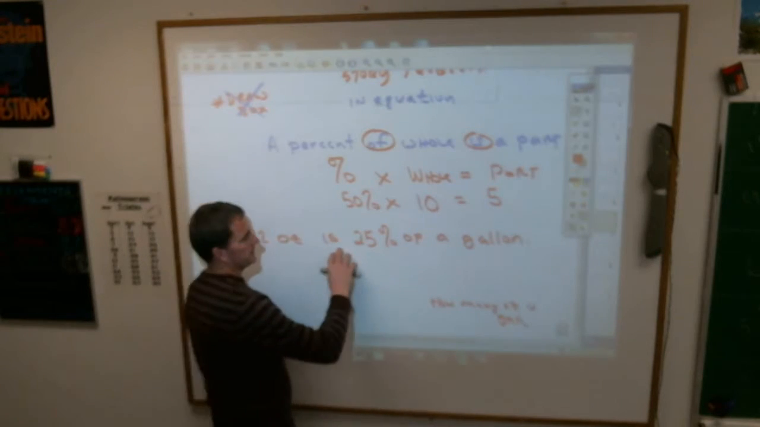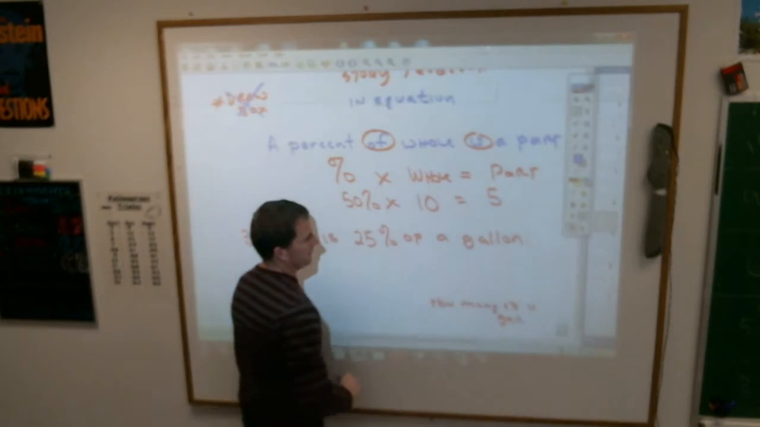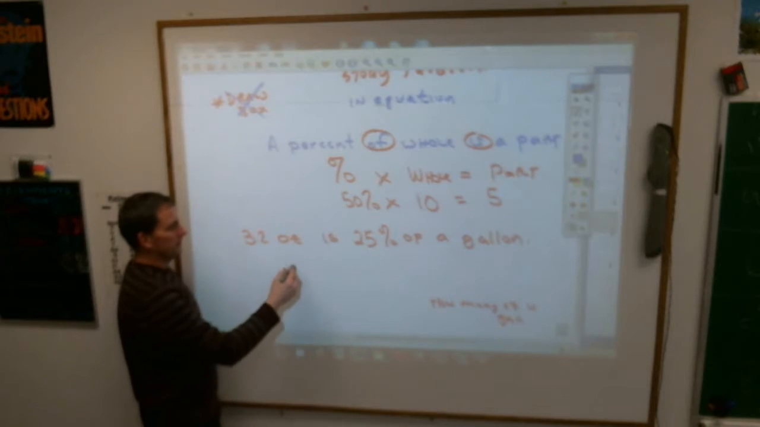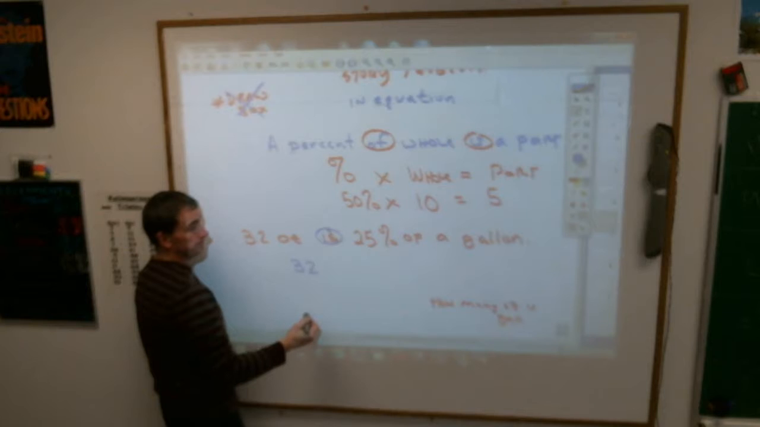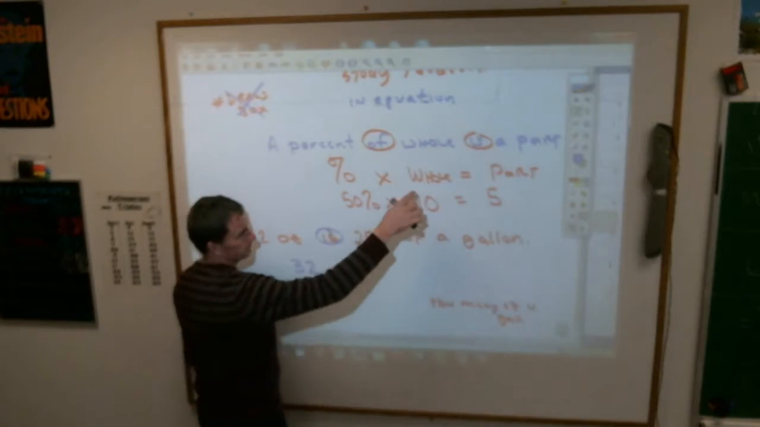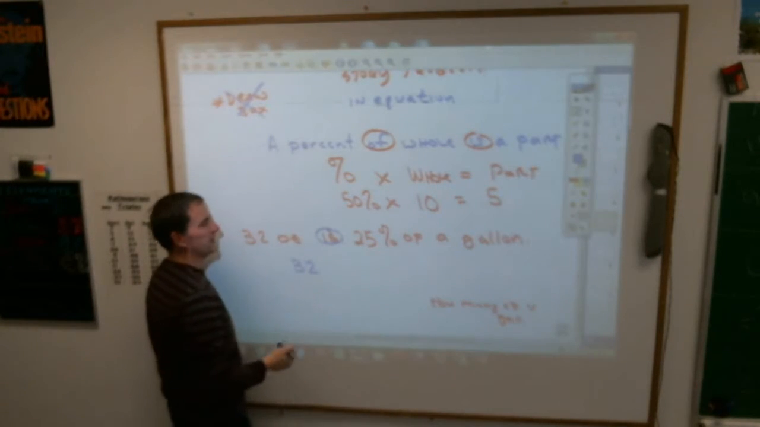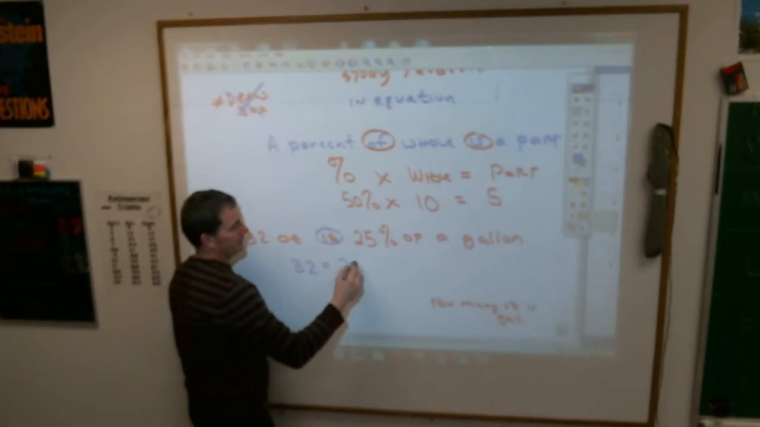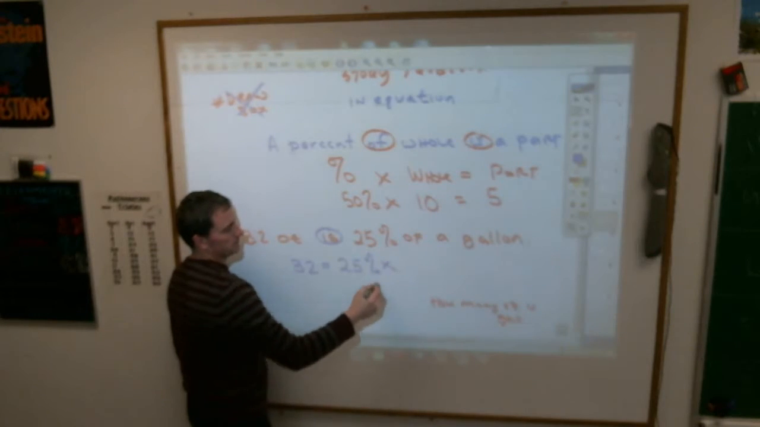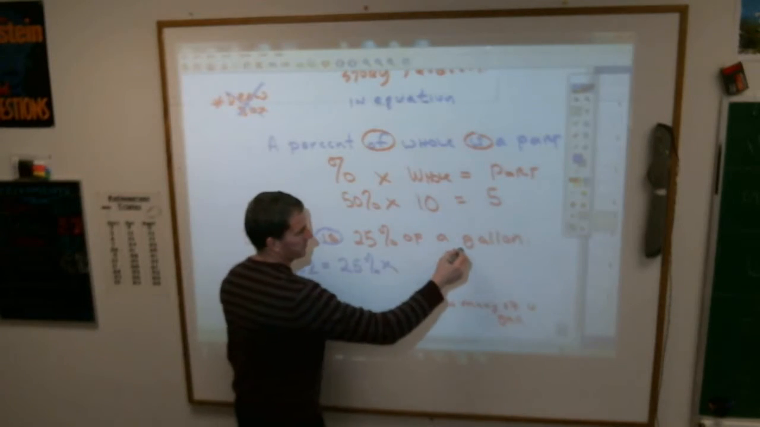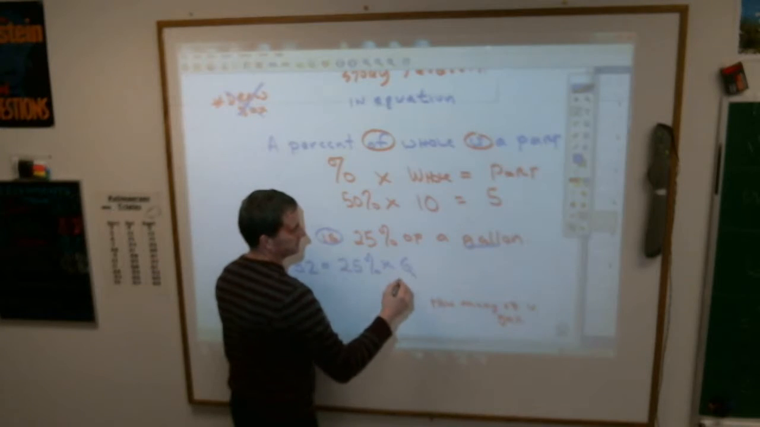If I change my sentence from English words into math words, what does it look like? 32, what's the word is? Somebody just say it, please. 32 equals 25%, what's the word of? Multiplication. And what's my other word over here? A gallon.